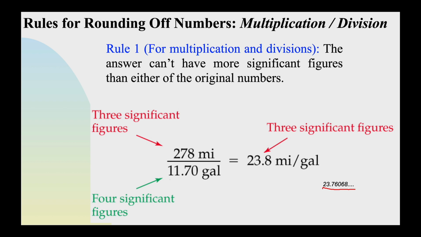However, in the sig fig world, 278 has 3 sig figs, and 11.70, where the 0 is after the decimal, counts as 4 sig figs. When you multiply and divide, use the smaller number of sig figs. So we want to use 3 sig figs, which would be 23.8. We're going to round up here a little bit, but for right now, just realize that 3 sig figs divided by 4 sig figs, you can only count 3 sig figs. If you had 4 sig figs divided by 5 sig figs, then your answer would have 4 sig figs. Always use the smaller. This works for both multiplying and dividing, which is what we do in chemistry most of the time.